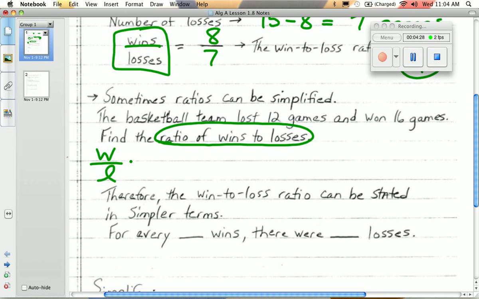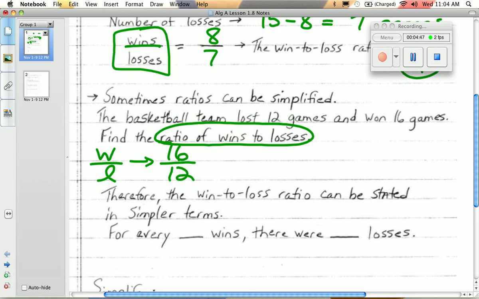And so what will that be? What's going to go on top? 16. They won 16. And how many did they lose? 12. This time we don't have to calculate it. They gave it to us. So the ratio of wins and losses is 16/12, but can it be simplified?